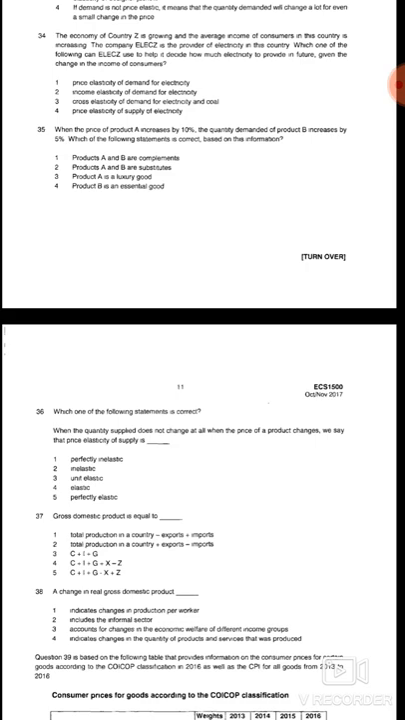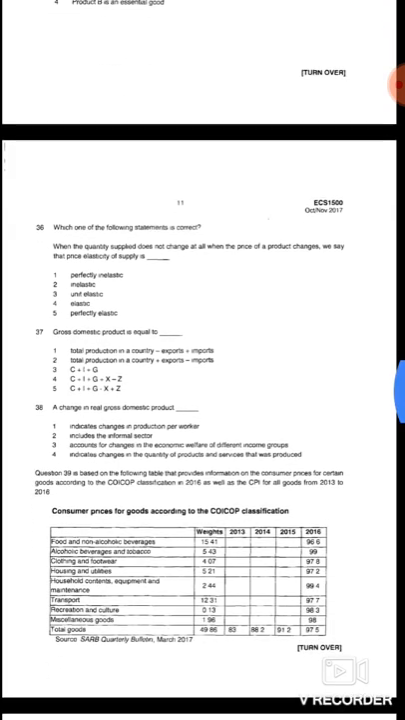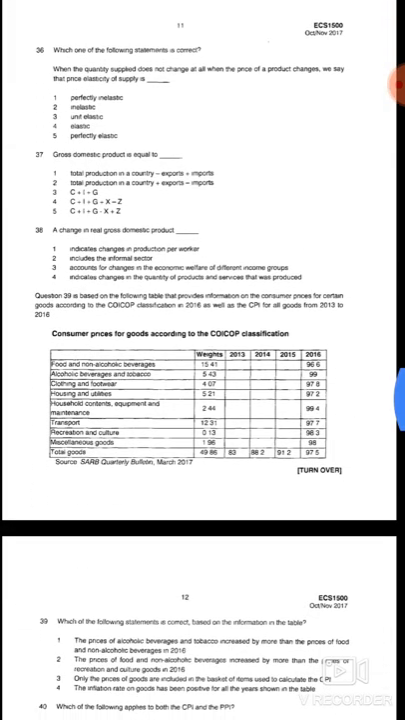Product A and B are complements. Okay, product A and B are substitutes. So yes, product A and B are substitutes. Substitutes is a positive relationship. If the price of another increases, the demand of another will also increase. So it's option number 2, question 35. Let's move to question 36.